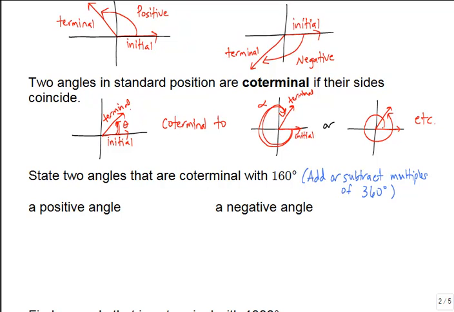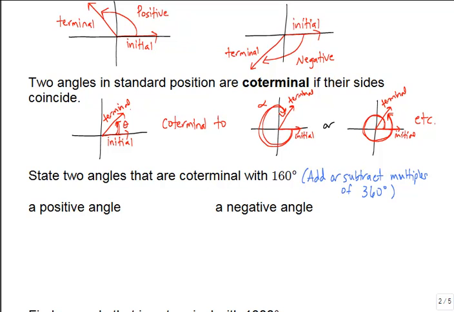Another option would be to again let your initial side be on that positive x-axis, let your terminal side be up here, and this time go in the counterclockwise direction, but do it in more than one revolution. So in other words, sweep all the way around one complete revolution, but then keep going until you hit that terminal side again. So that would give you another coterminal angle.